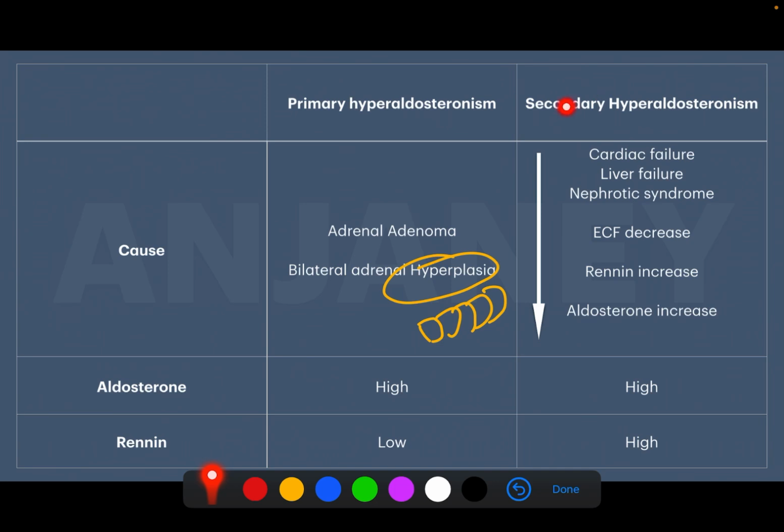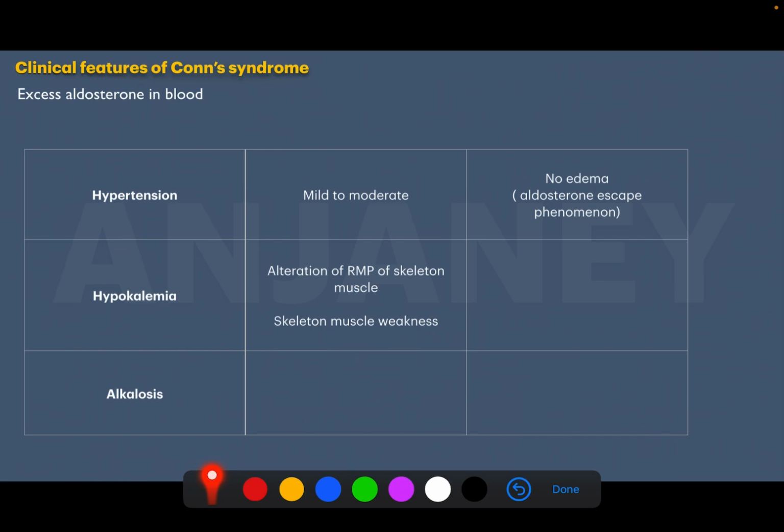So it's primary. Secondary is, let's say you have cardiac failure or liver failure or any disease which is decreasing the blood volume or extracellular fluid, then renin will come into action and it will increase aldosterone. So here both renin and aldosterone are high. So this was about that.